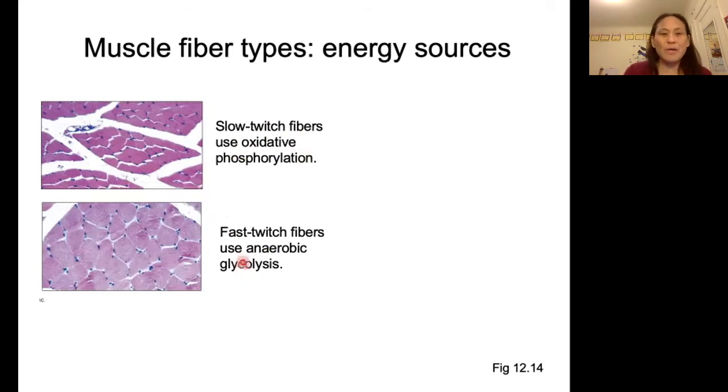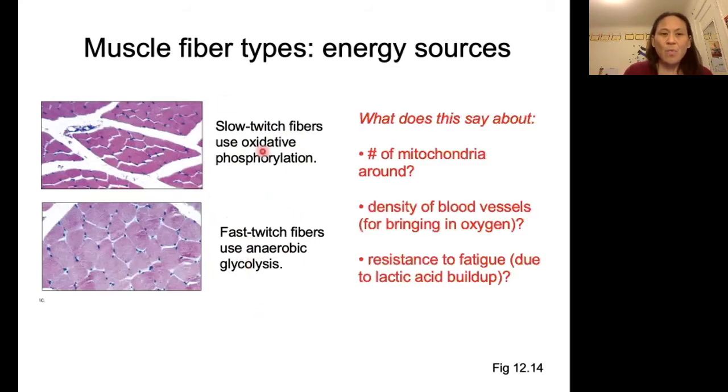Okay, so I want you to think about these energy sources, these pathways for making ATP, and take that information and try to guess what you would see in these different fiber types for these characteristics. Would you expect to see a lot of mitochondria or not very many mitochondria in slow twitch fibers? What would you expect to see in fast twitch fibers? What's the density of blood vessels going to look like in slow twitch fibers versus fast twitch fibers? What is the resistance to fatigue going to look like in slow twitch fibers versus fast twitch fibers?